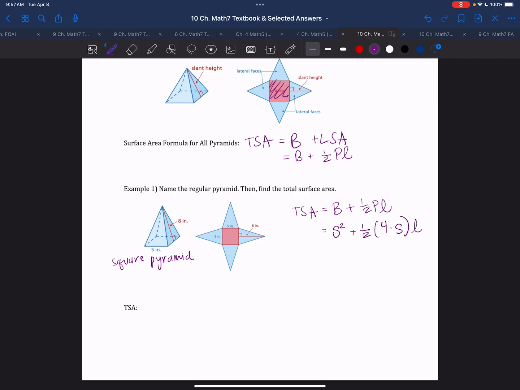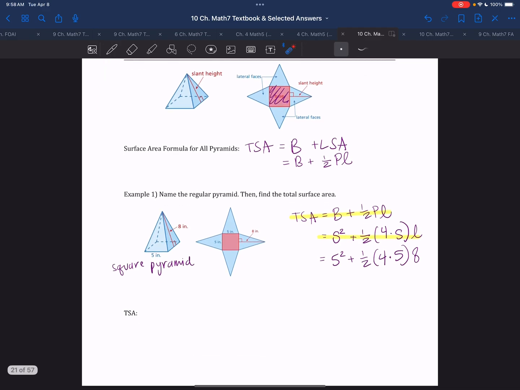Okay, so all I've done so far is write the formulas. That's it. Now I'm going to plug in the numbers. I'm going to plug in 5 for the side, and 5 again for the side right here, and the slant height is 8 inches. Again, remember, this slant height is the height of each triangle of a pyramid. So this is the height of that triangle.